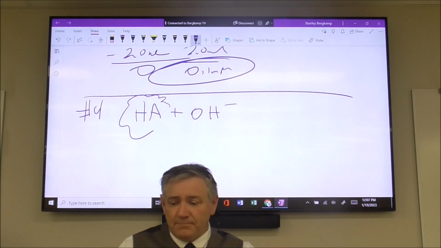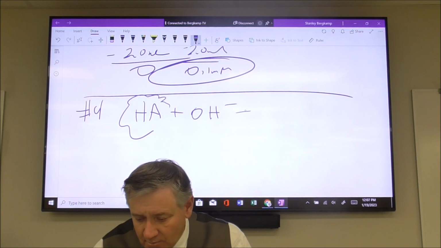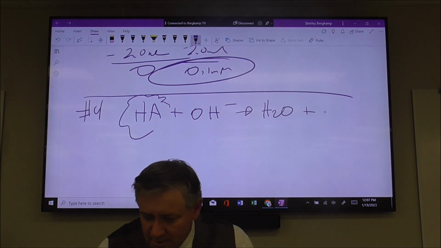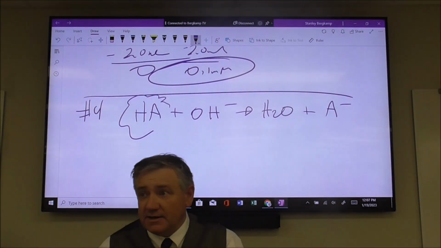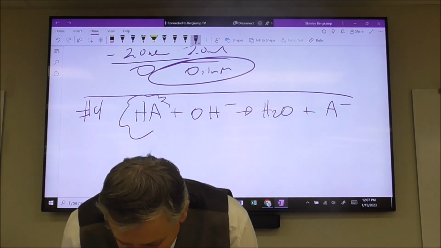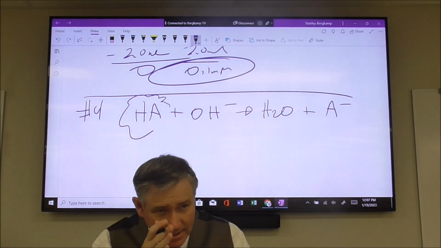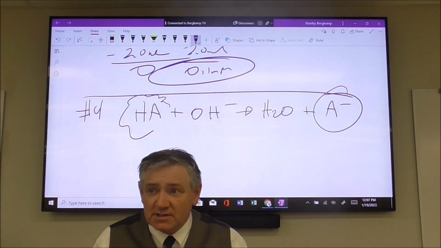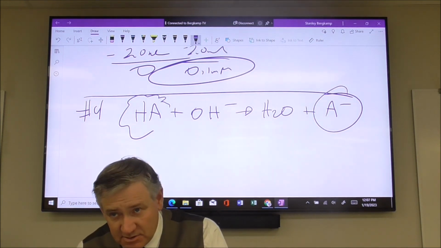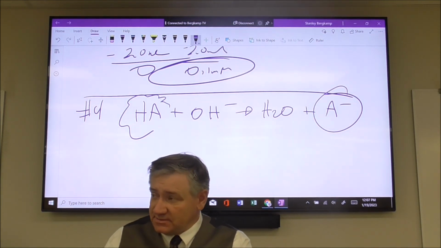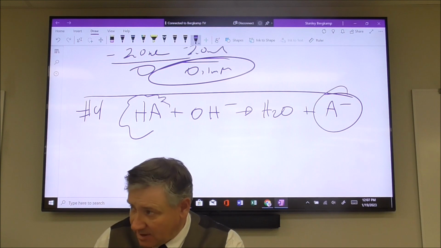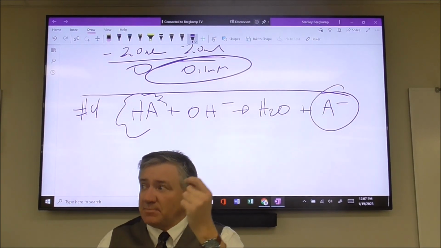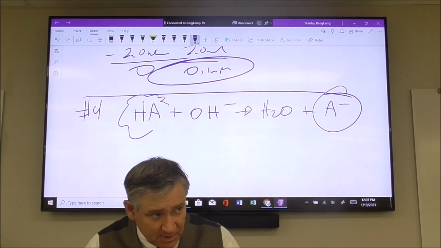Now, what's going to happen, we're going to form some water, and we'll have the anion. Here's what's important. When it's a weak acid, strong base titration, I very much worry about the anion concentration, because I have to have that anion concentration to figure out what the pH is going to be, because that's part of the Ka calculation.